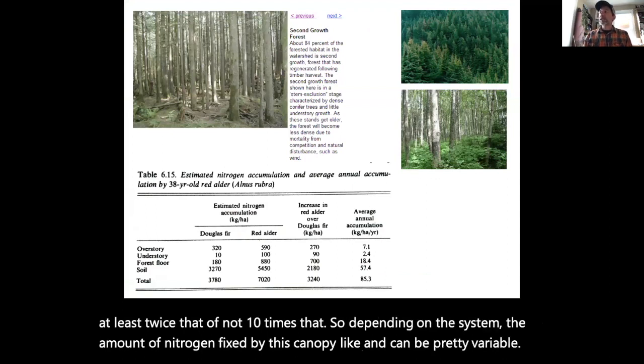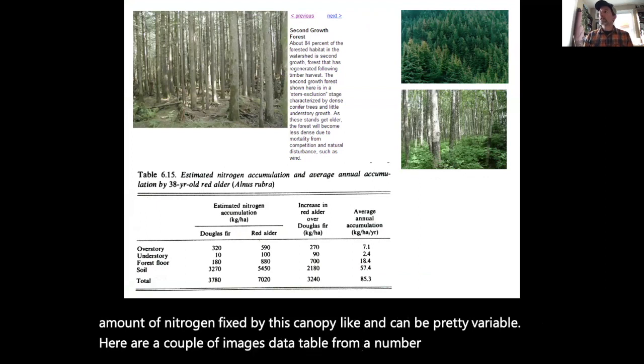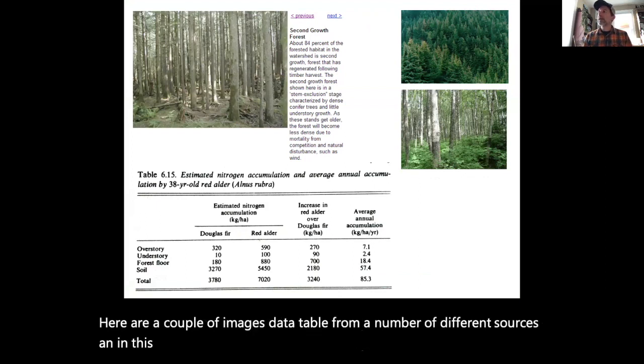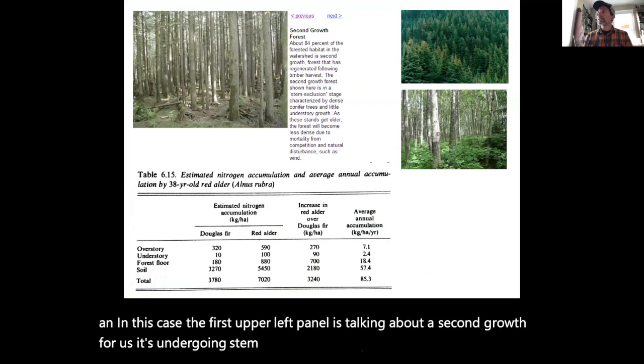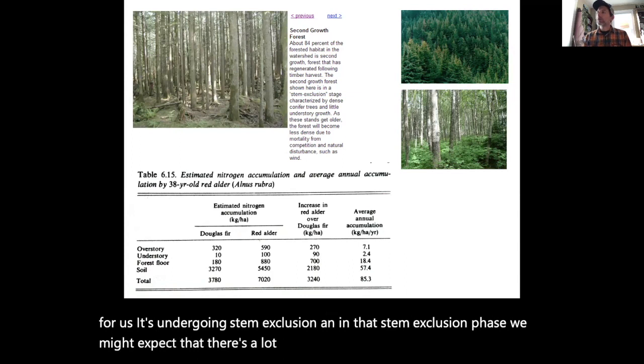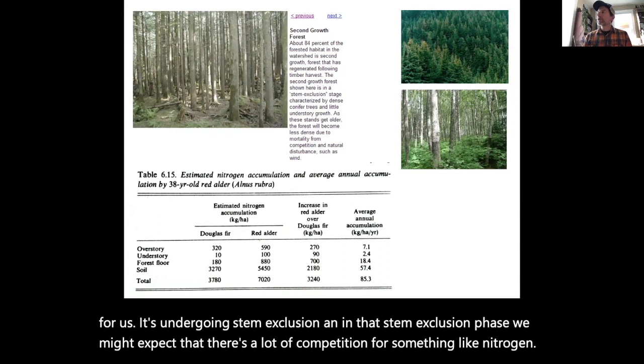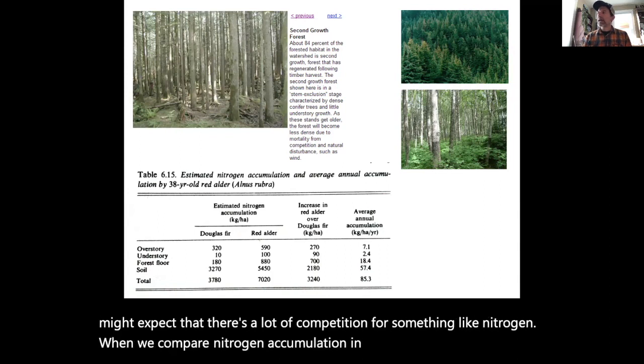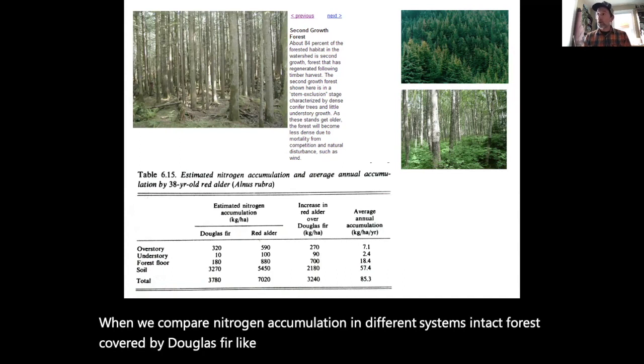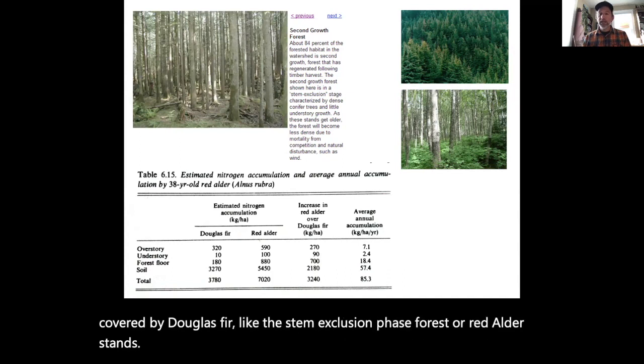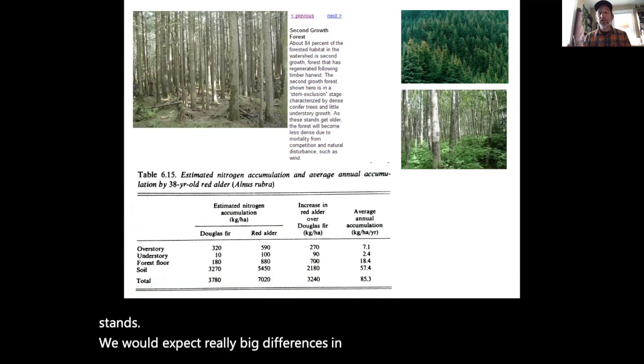Here are a couple of images and a table from a number of different sources. In this case, the first upper left panel is talking about a second growth forest that's undergoing stem exclusion. And in that stem exclusion phase, we might expect that there's a lot of competition for something like nitrogen. When we compare nitrogen accumulation in different systems, intact forest covered by Douglas fir, like the stem exclusion phase forest, or red alder stands, we would expect really big differences in nitrogen cycling. And in fact, we find that.